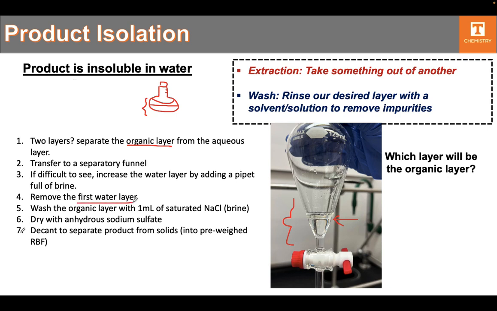Then you will want to remove the first water layer, keep the organic layer, and then wash this with saturated sodium chloride solution. You want to wash this with brine for a total of 2 times, and the total collected organic layer with your product should be dried with anhydrous sodium sulfate. Then you want to remove the sodium sulfate by decanting this, and then you want to decant your product into a pre-weighed round bottom flask so that then you can weigh this.